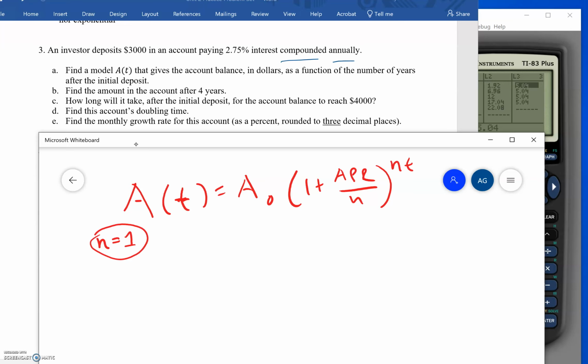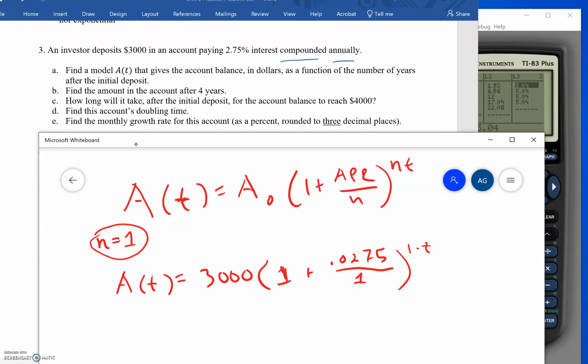So you could use this model with just n being 1, or you could just use the standard exponential growth rate model. Either one will give you the correct answer. So since I've already got this written here, I'll use it. So my model is going to be $3,000. That's my initial value. And then 1 plus my APR is 0.0275. And yes, this is over a 1. Doesn't really make a difference since it's a 1, but it is there. And then that's 1 times t.